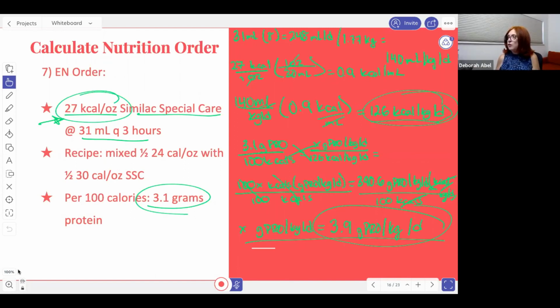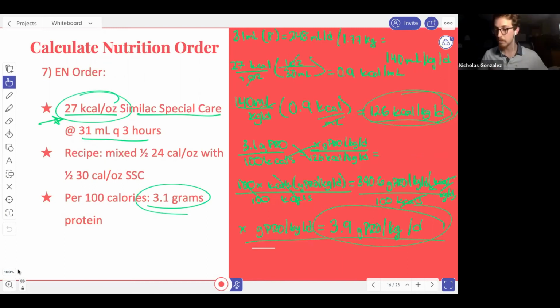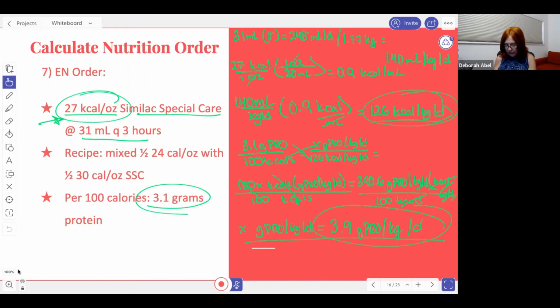Nick, before you go on, I just want to bring some major points up as well. On this slide, one of the first things as a dietitian, you should be comparing both the calories per kilogram to the normative data and the protein. So when we look at a baby that's 1.77, the normative data would be 128 calories per kilogram, and the protein would be 3.5 to 4.5.